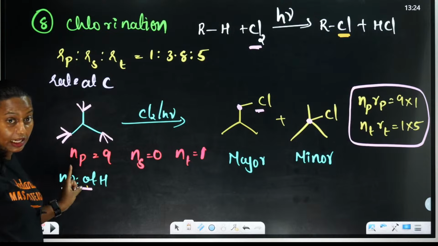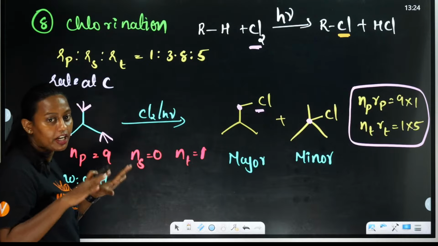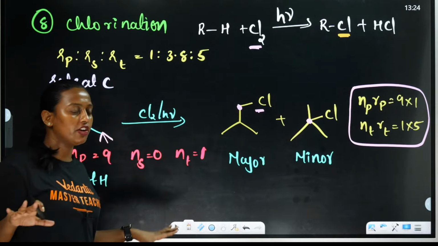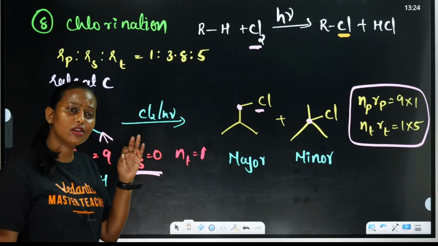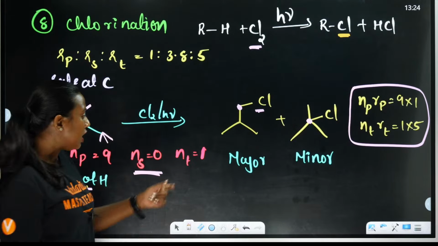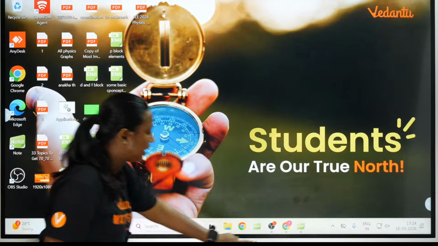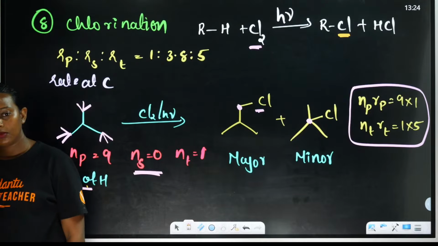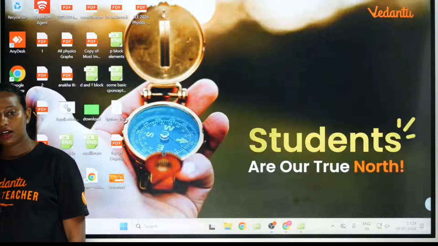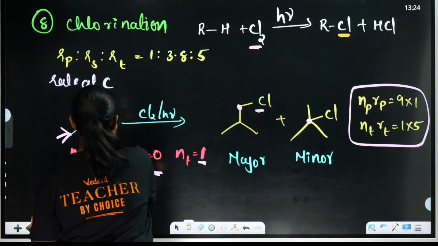Okay, these are the hydrogens in primary. But in the case of secondary, there is no secondary carbon here. So the number of secondary hydrogens is just 0. When you consider tertiary, how many hydrogens are there in tertiary? It is just one. One hydrogen is there.